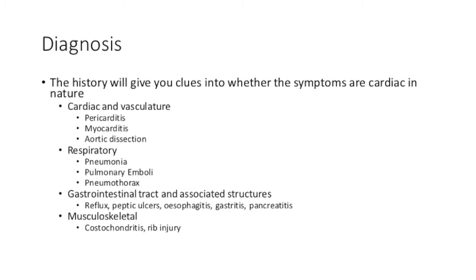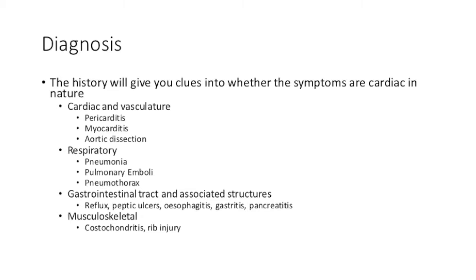In terms of respiratory causes, you need to keep in mind other factors such as pneumonia, pulmonary emboli, pneumothorax, and perhaps most commonly gastrointestinal tract differential diagnosis can include reflux, peptic ulcer disease, esophagitis, gastritis, and pancreatitis, all of which can present with epigastric or thoracic-like chest pain.